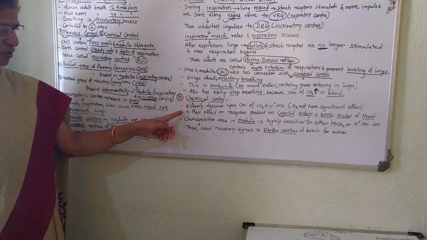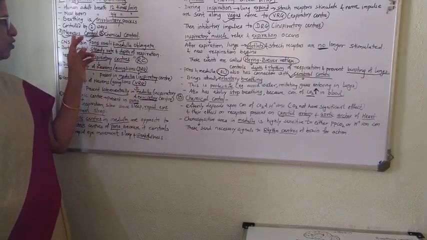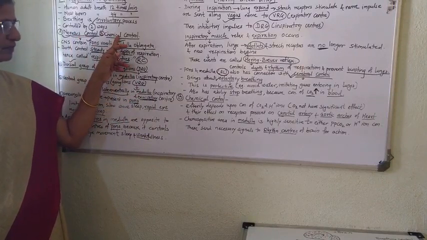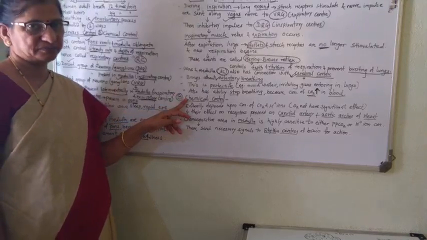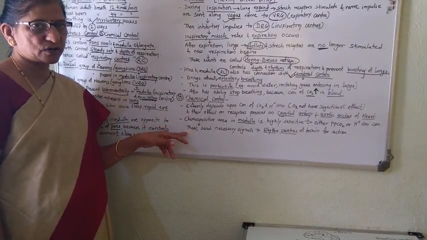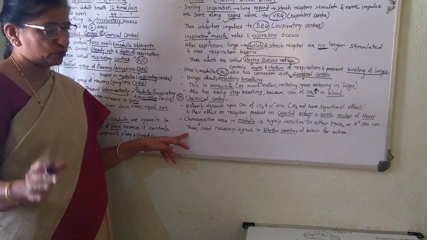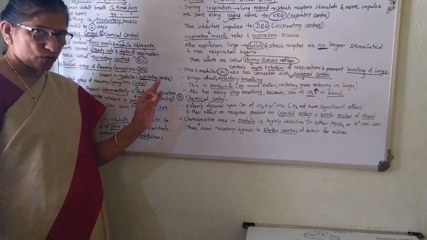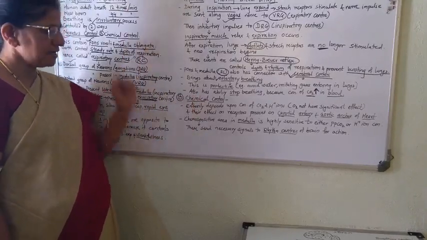Chemical control. Actually, in our textbook, both these are mentioned, but the explanation of this chemical control is not given. Remember, we have to explain this chemical control in addition. Remember, it is not given in the textbook. So listen carefully. What is the chemical control of breathing?